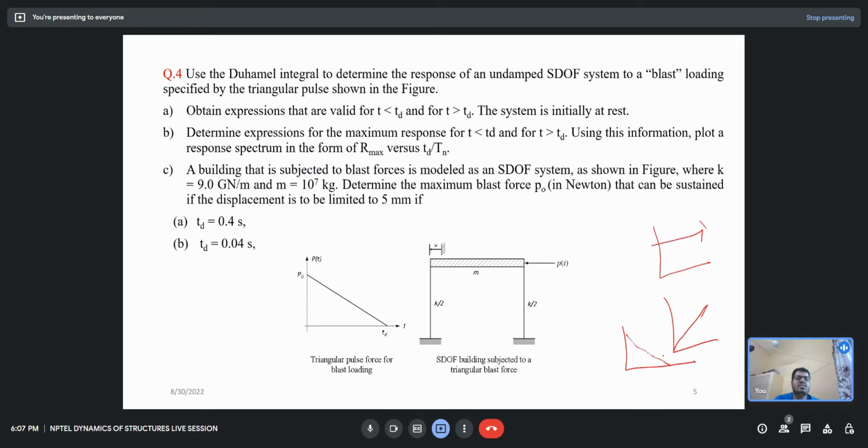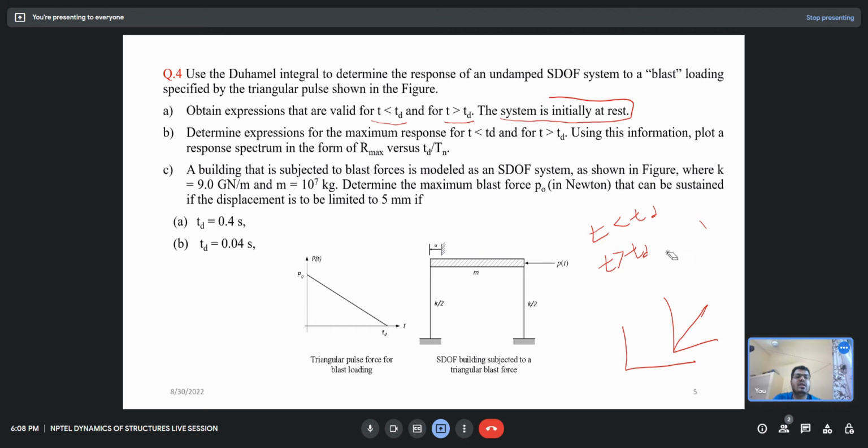For the triangular pulse, we have to find the expression of the response if t is less than td and if t is greater than td, with the system initially at rest. Part b is that we have to find the maximum response for both the cases, t less than td and t greater than td. Can you tell me what is the meaning of t less than td and t greater than td?